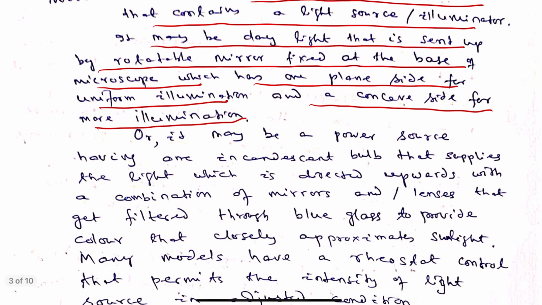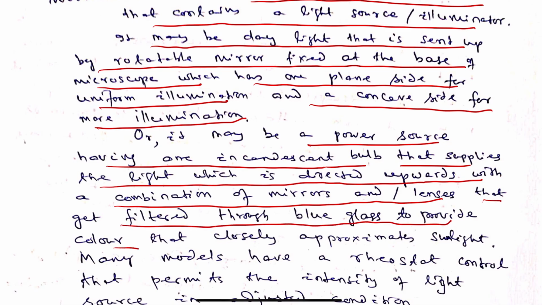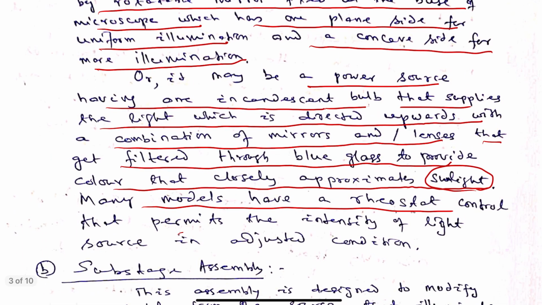Besides that, in good microscopes we have a power source having an incandescent bulb that supplies the light, which is directed upwards with a combination of mirrors and lenses and filtered through blue glass to provide a color approximating that of sunlight. Many models have rheostat control that permits the intensity of the light source to be adjusted.